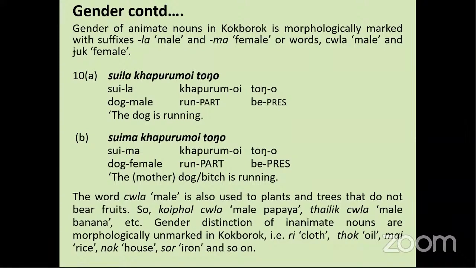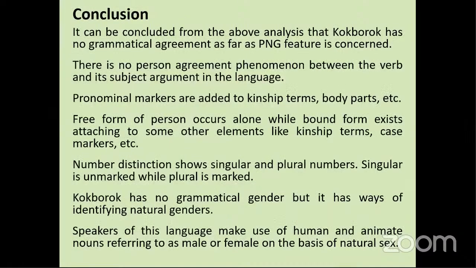That do not bear fruits. For example, koifol chula, male papaya, thailik chula, male banana, etc. So these are the trees which are believed to not bear fruit. And also gender distinction of inanimate nouns is morphologically unmarked in Koborok, that is re, cloth, talk, oil, my, rice, and knock, house, sore, iron, and so on. So that is the conclusion.